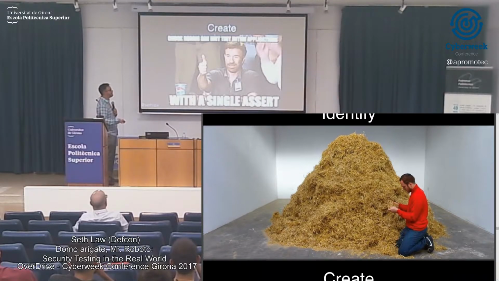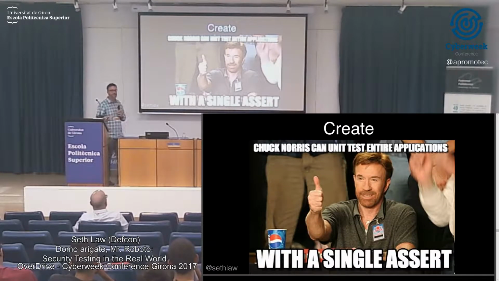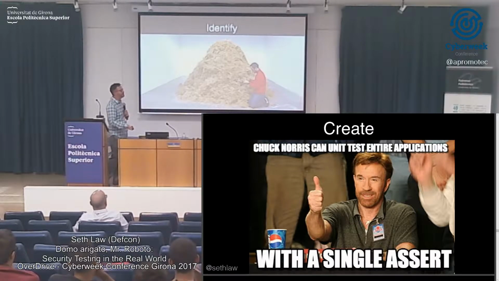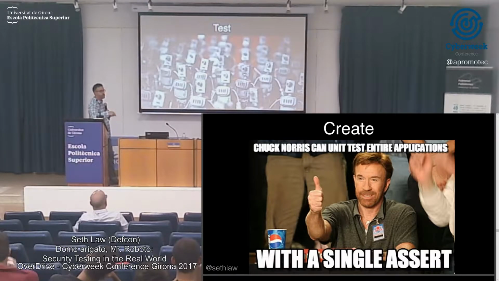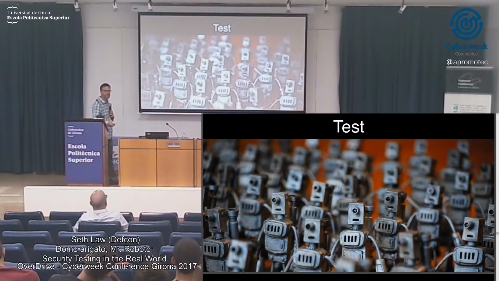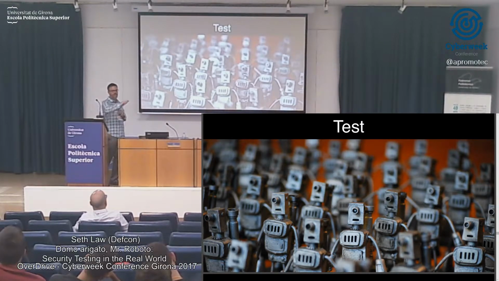Create the unit tests, right? Chuck Norris may be able to do it with a single assert. I don't think he does security unit testing. He makes us do that for him. But it's not too difficult to create these. Once you've identified them, they're a lot easier to create. And then we're going to spin up our different bots, right, to actually go out and test each of those endpoints, each of those vulnerabilities. All right, so I've kind of established this process that we're going to use.